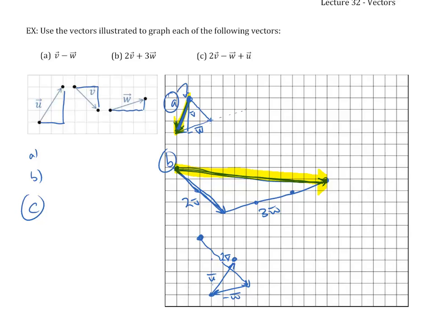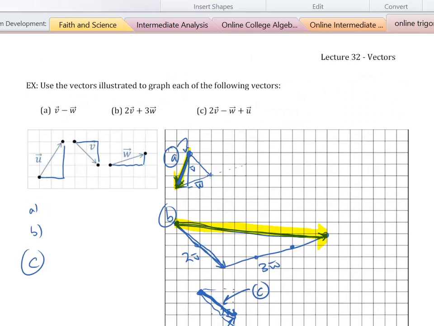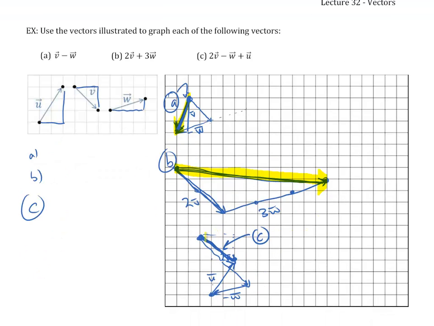There's u. So this vector that goes over 3 and down 2, that vector right there is the answer to C, which I will also highlight for your reference. This vector right here is the answer to part C.